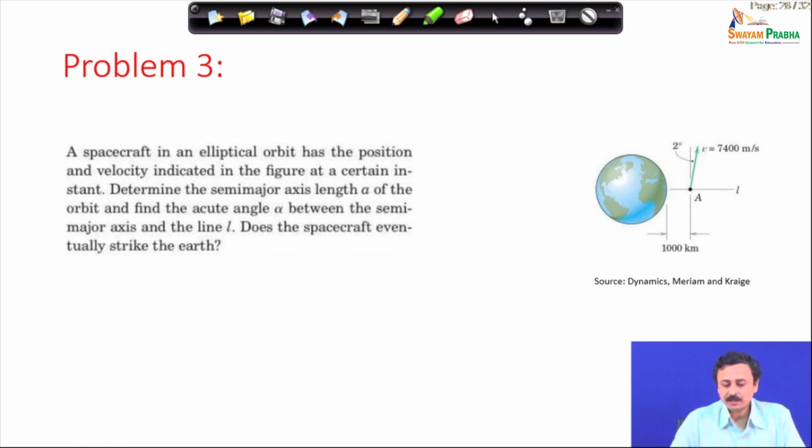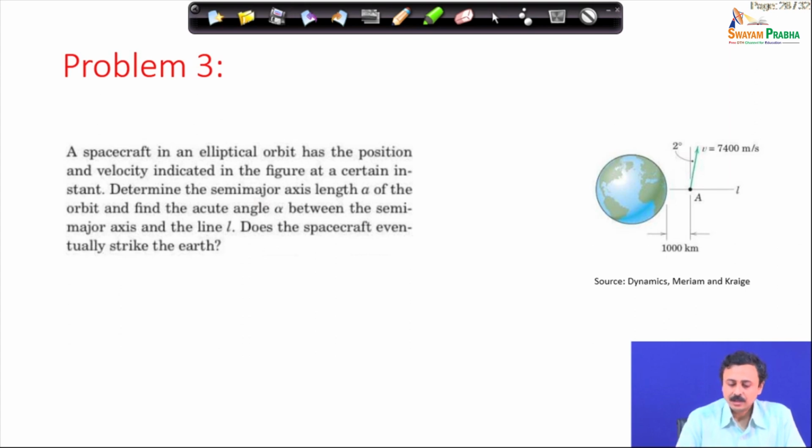Spacecraft in an elliptical orbit has the position and velocity indicated in the figure at a certain instant. Determine the semi-major axis length A of the orbit and find the acute angle alpha between the semi-major axis and the line L. Now, this line L has been shown here. Does the spacecraft eventually strike the earth?